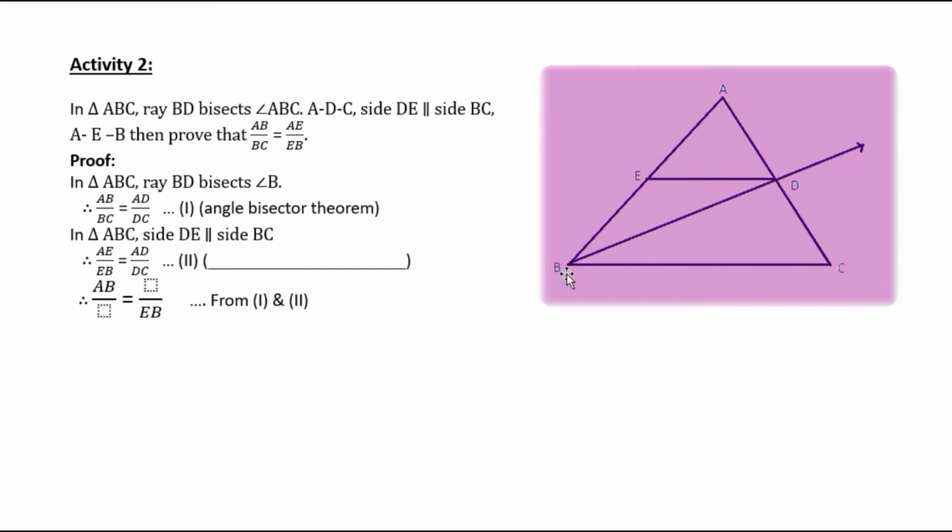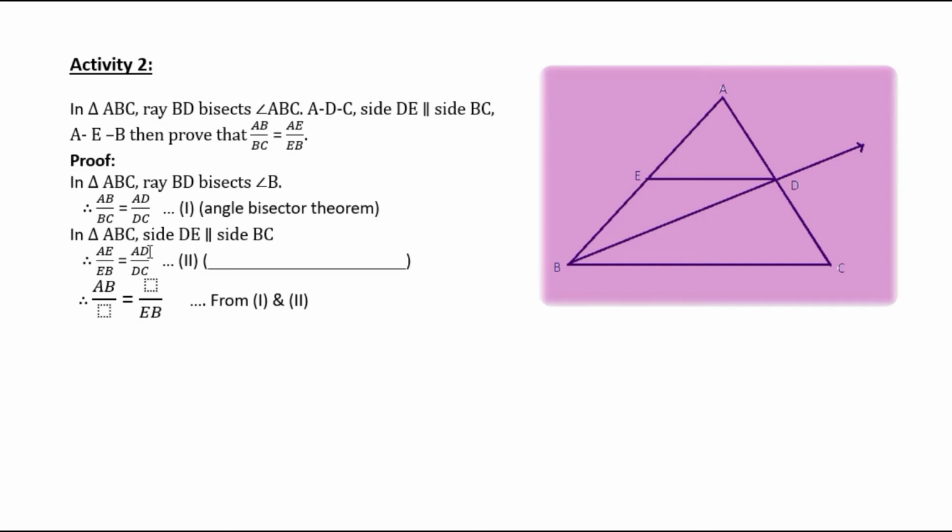Okay, again AB upon BC is equal to AD upon DC. See the pattern. This is the first equation, first ratio. In the second case, we have to take again triangle ABC. Side DE is parallel to side BC. Since DE and BC are parallel lines, here we will use the basic proportionality theorem. This is the first theorem in this chapter.